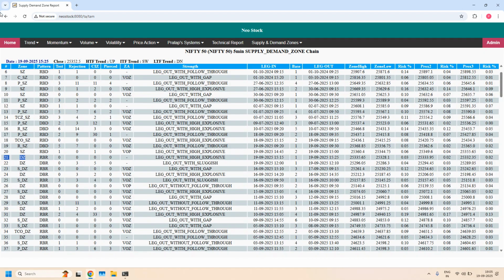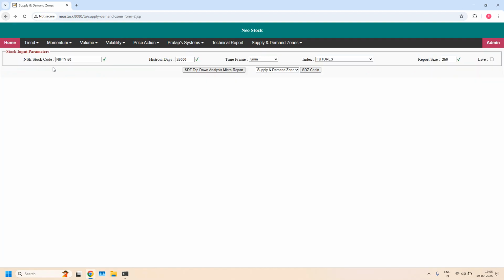Next, I will generate Bank Nifty supply demand zone chain. I am going back, changing the name to Nifty Bank. That is nothing but Bank Nifty. Generating monthly supply demand zone chain for Bank Nifty.